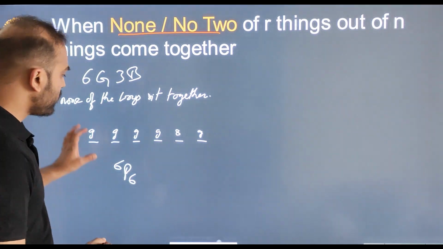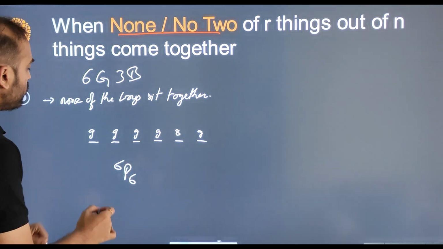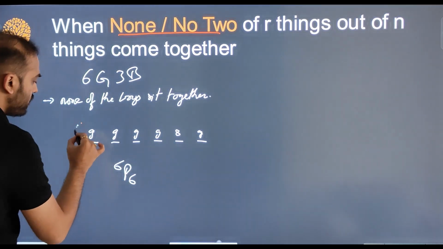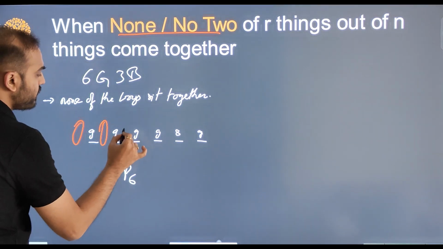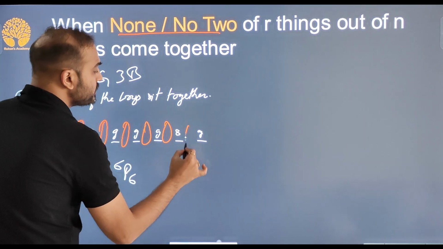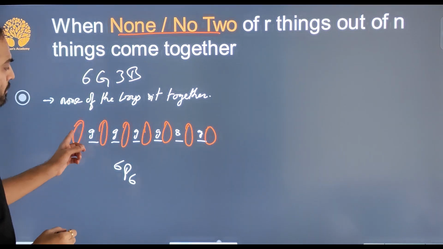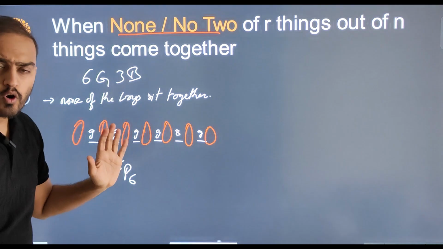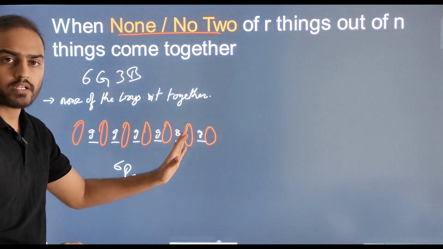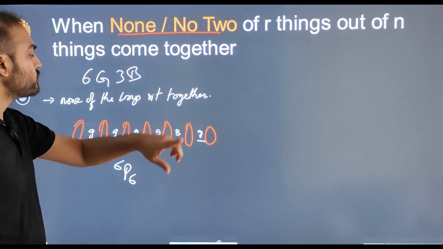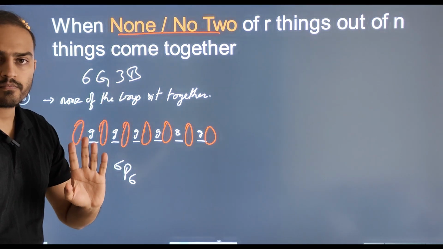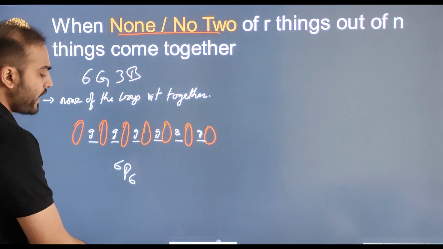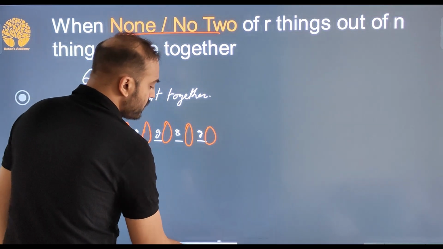Okay, so the girls have sat. Now look at the options that are available for boys. The boys can sit in any of these 7 positions, because in these 7 circles I can put one boy anywhere I want, and wherever I put that boy, I have ensured the boy is not coming next to another boy, right? So I have 7 options available.